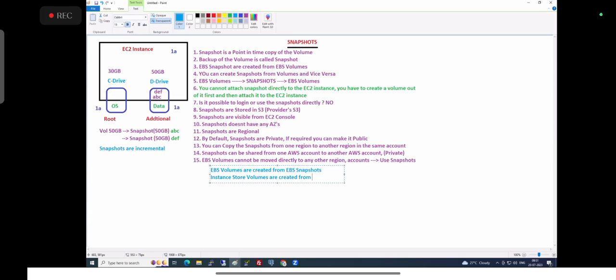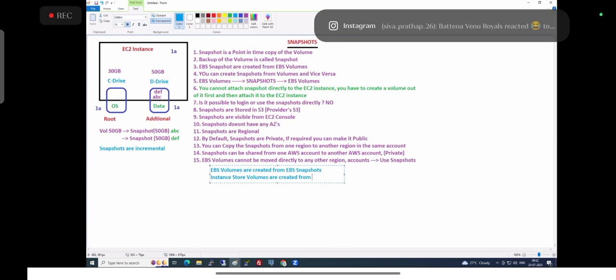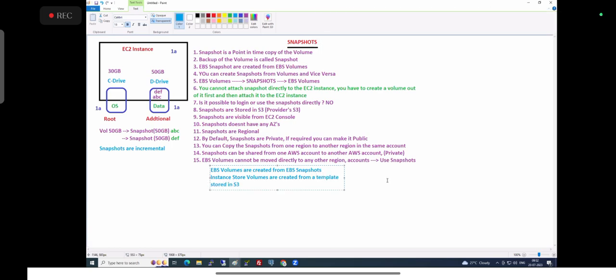So AWS will create the instance store volume. Do we need to worry about from where it is getting created? No, but I'm telling you, it is created from a template which is stored in S3. AWS S3. But remember, if you get a certification question, instance store volumes are created from a template stored in S3.